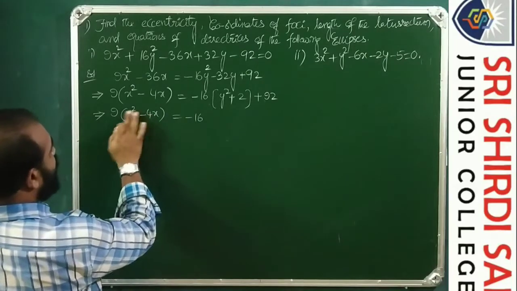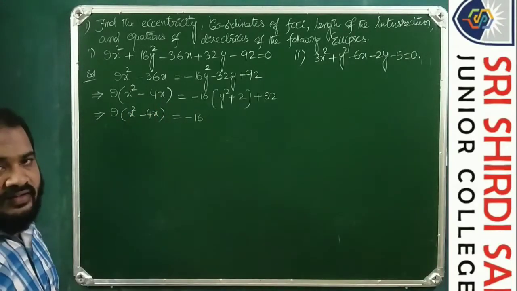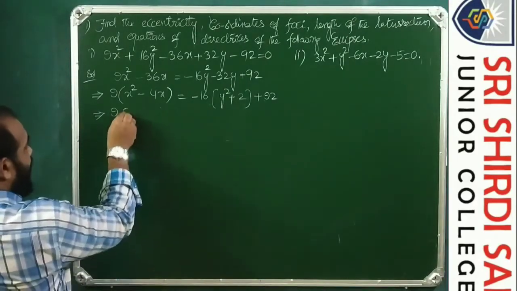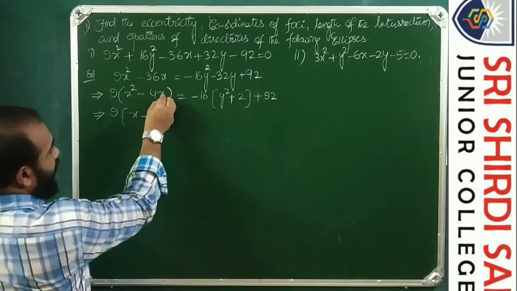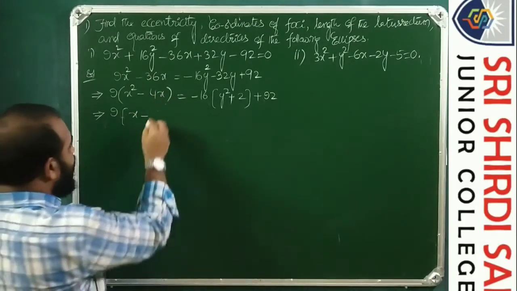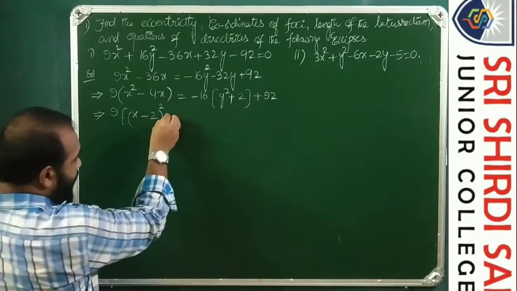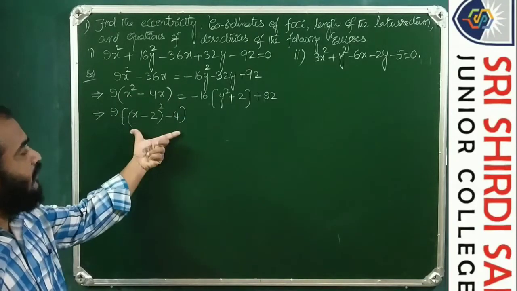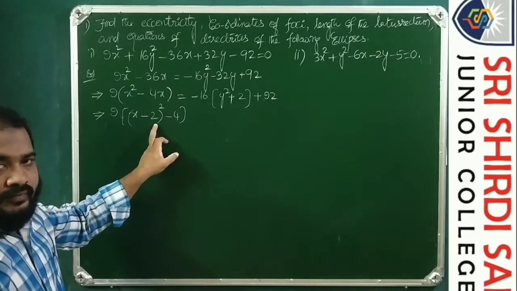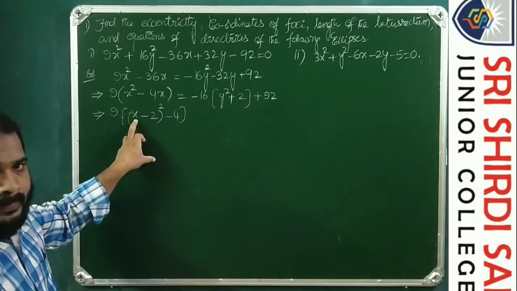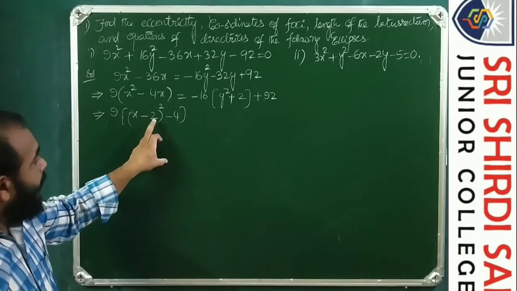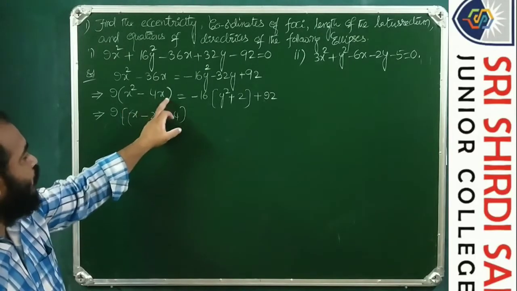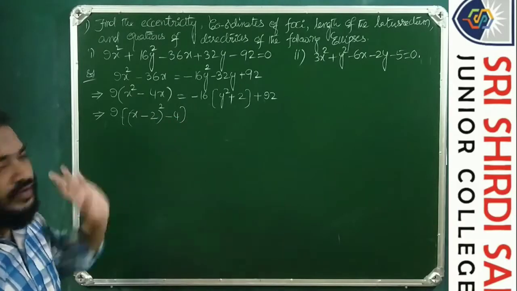First of all, let us write x² − 4x in the form (a − b) whole square. Half of the coefficient 4 is 2, complete the square, 2 squared is 4. So x² − 4x can be written like this. If you expand (a − b) whole square, it is a² + b² − 2ab, so x² + 2² − 2·2·x, that is x² − 4x + 4, and the 4 gets cancelled.